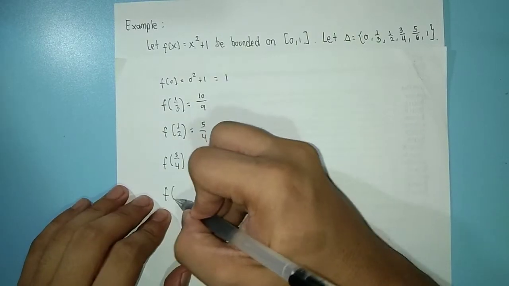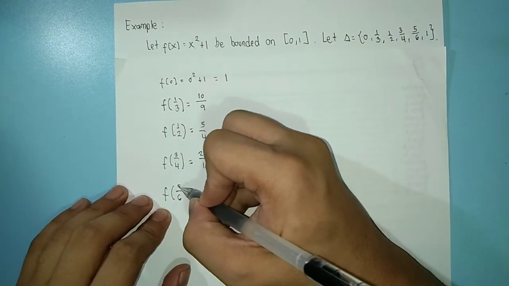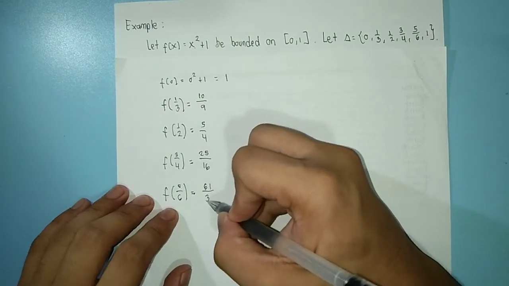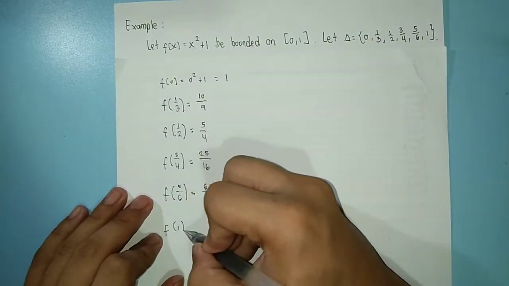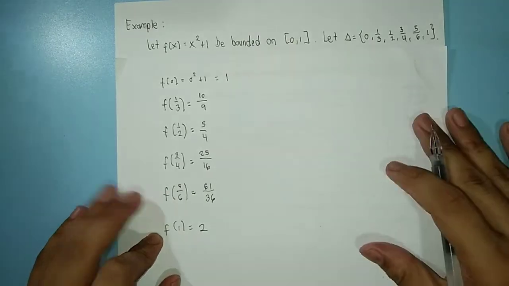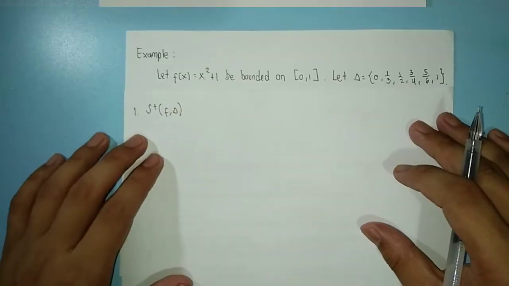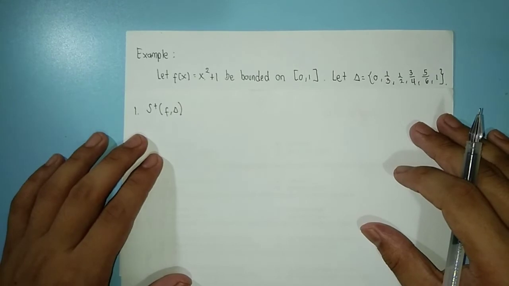Then, f of 5 over 6 equals, that is 61 over 36. Then, f of 1 equals 2. Okay? So, magagamit natin yan para sa computation mamaya. Okay, let's start with number 1.